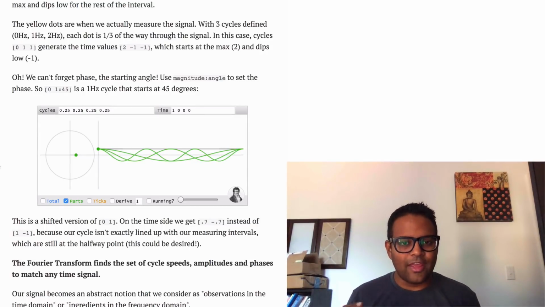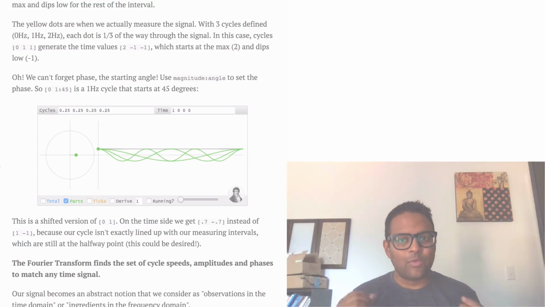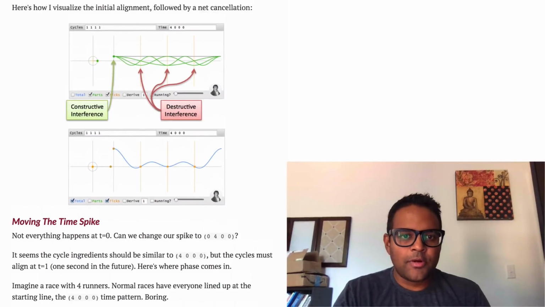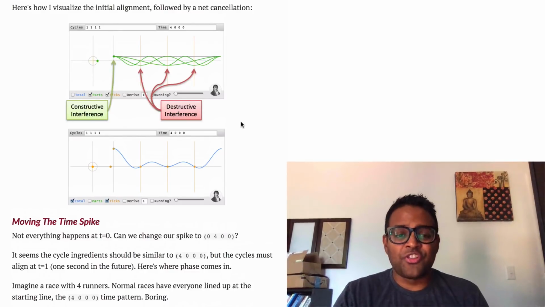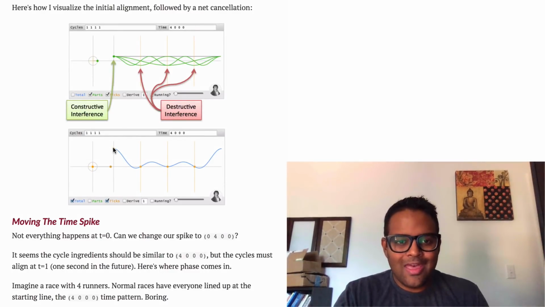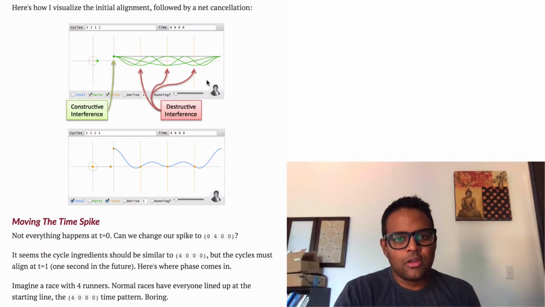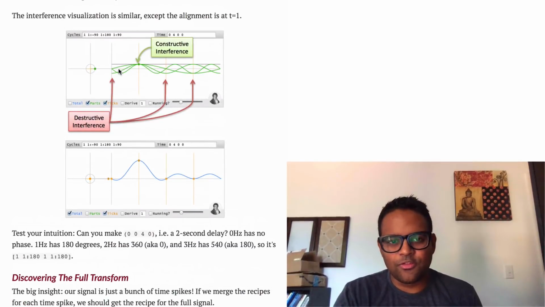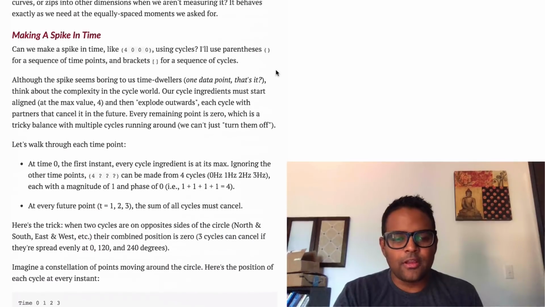So now the goal is, okay, if we have a single spike, can we move it? What happened before is that we essentially had a bunch of components that constructively interfered in the beginning and then destructively interfered later on. So the waves were canceling each other in the future, but at the very beginning, they were all lined up. Our goal is essentially to move that constructive interference. So instead of that, we want something like this, where they're all canceling except for one point in the future where they combine together.